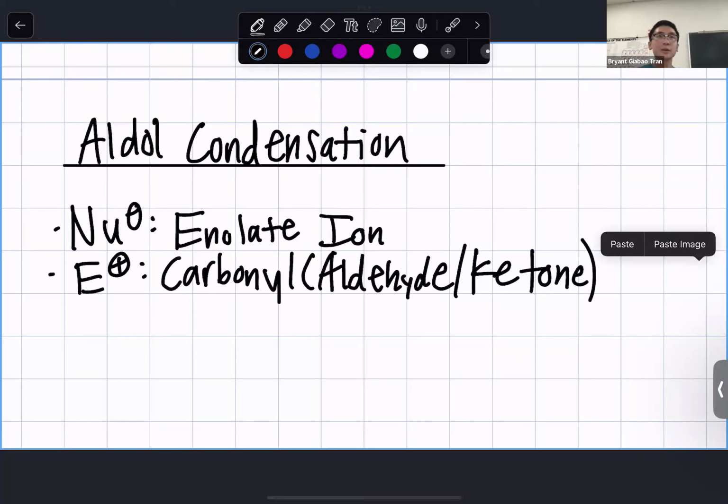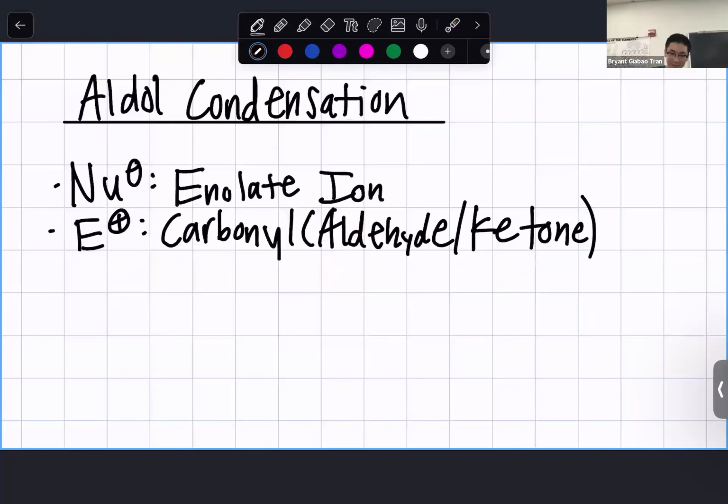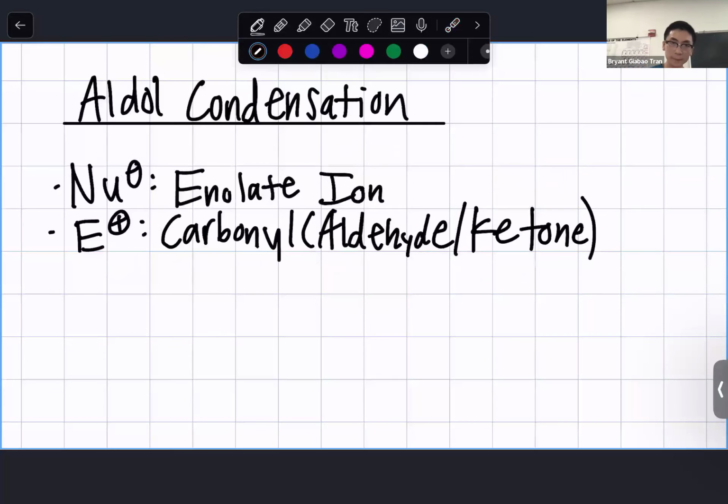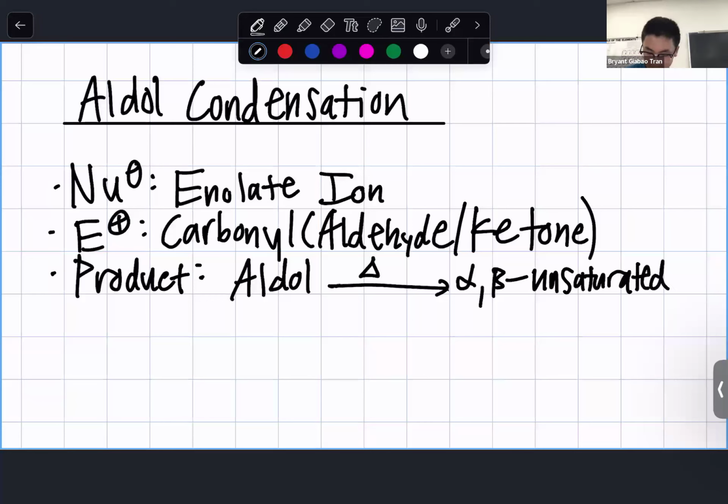Right, you can use formaldehyde as well. Formaldehyde will also be used as an electrophile. And the product that you form is going to be an aldol, right? But under heat, that aldol is going to make an alpha beta unsaturated carbonyl. And I'll show you what that is specifically.